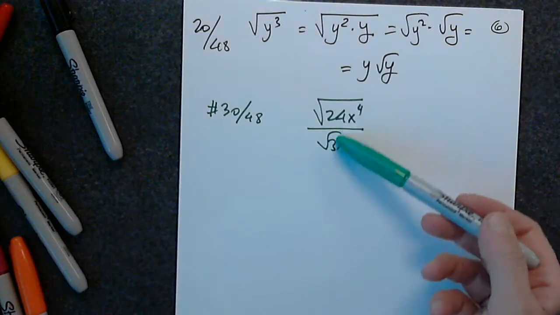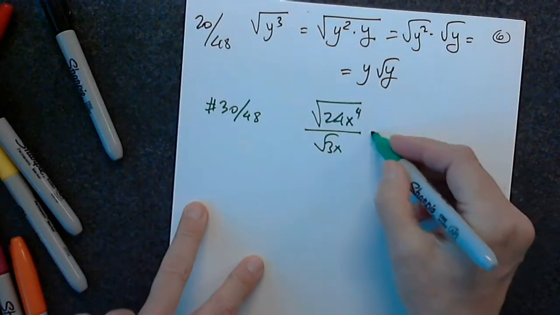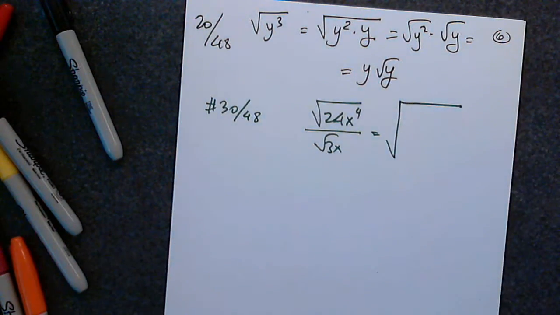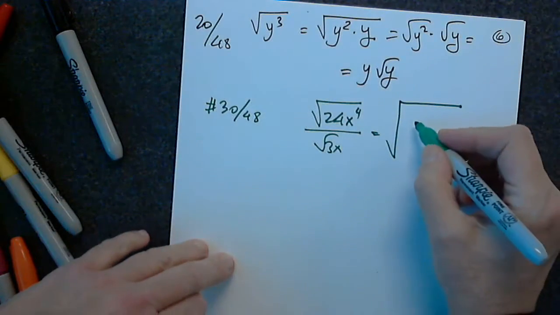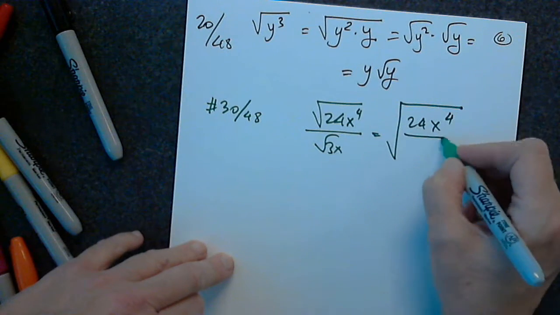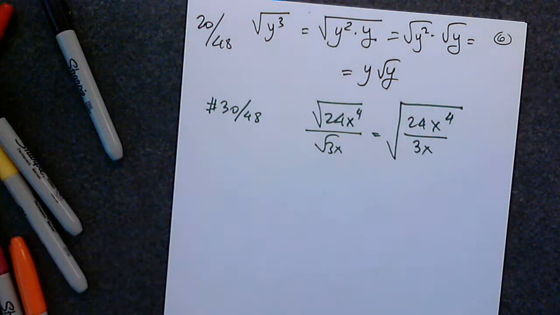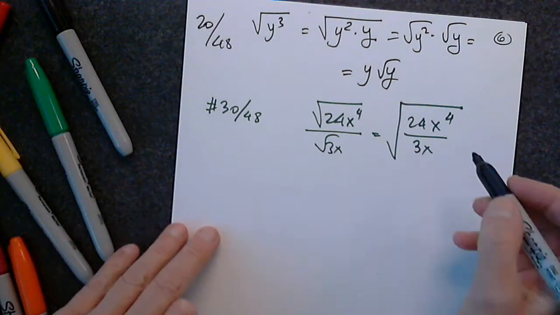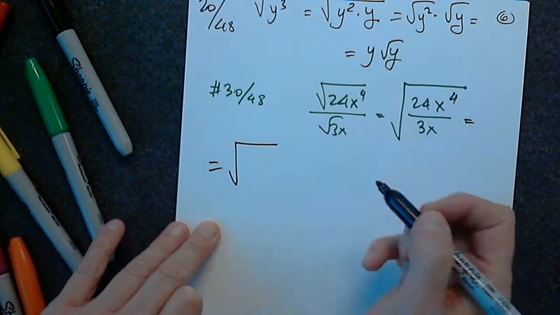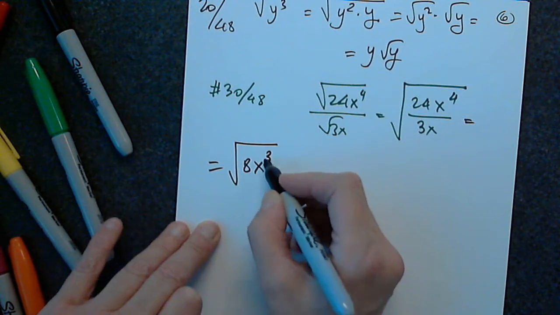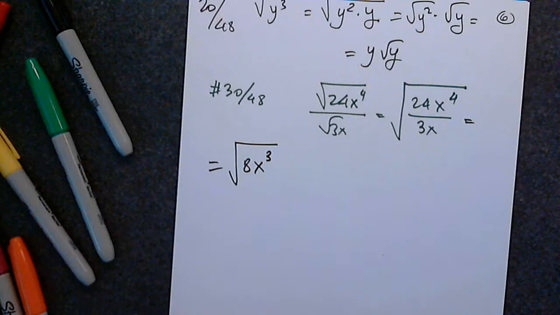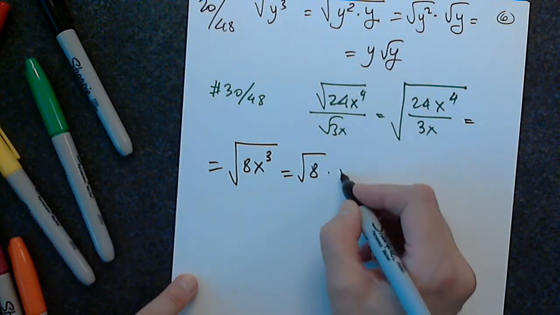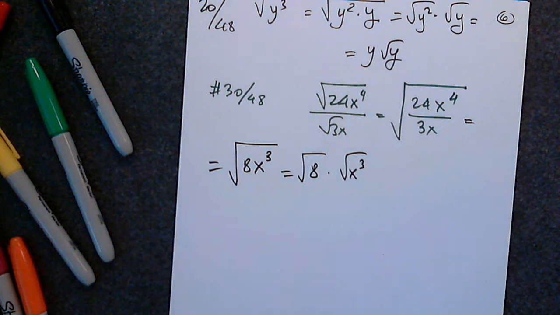I noticed that top and bottom they have common factors. Therefore, I will write just one radical because they have the same index. If they didn't, it would have been a different story. But I noticed that 24 and 3 have a common factor, and x to the fourth and x have a common factor, of course. So then I will simplify inside the radical, and I have 8x to the third. In the next step, I will definitely change it into a product of radicals because I can simplify each separately.